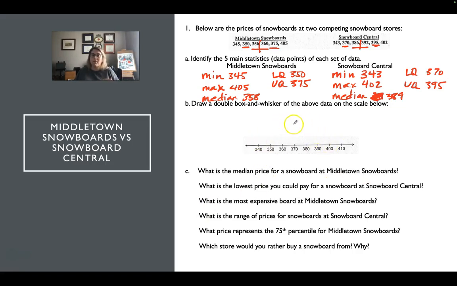So we're going to put Middletown, since it's what's first, we're going to do it first. And then right on top of it, we're going to do Snowboard Central. So we're going to take our minimum of 345, put a dot. Our maximum of 405, put a dot. Our median of 358, we're going to approximate it, and there's our dot. Our lower quartile, 350, and our upper quartile, 385.